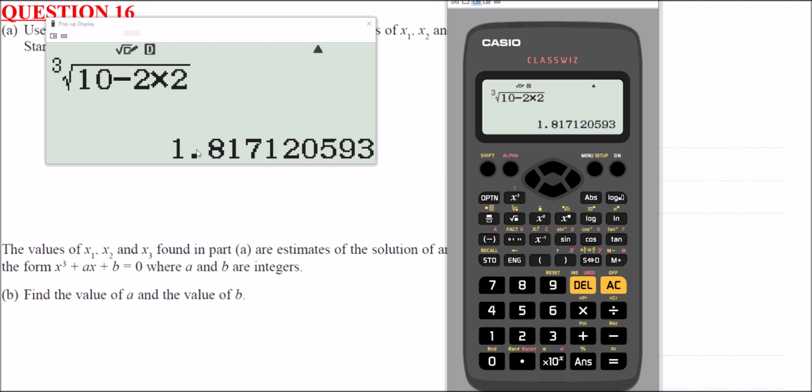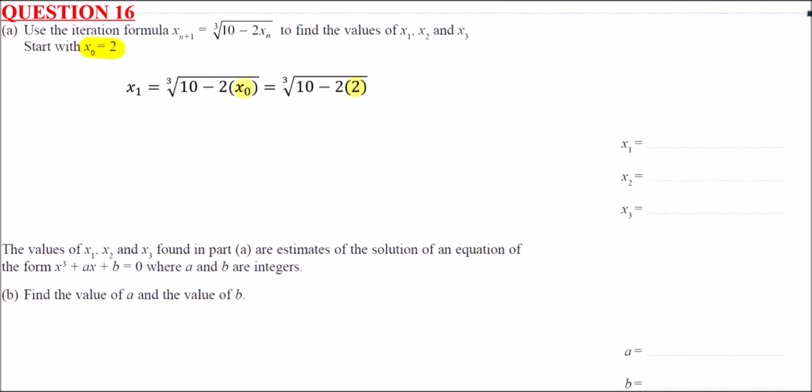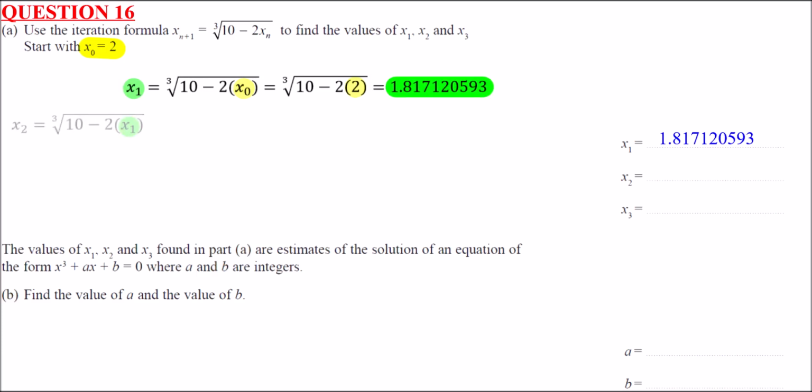And we get this answer here, 1.817120,593. So that's our first answer. Now we use this formula again. So now we know what x1 is. So if I highlight in green what x1 is, 1.817 and so on and so on, we can then see that the second one, x2, will be the cube root of 10 minus 2 lots of x1.